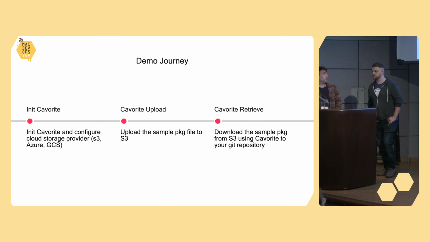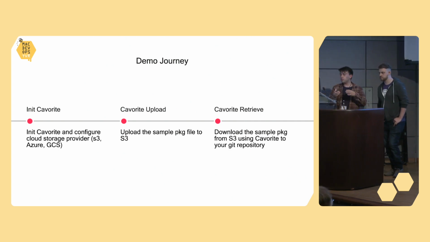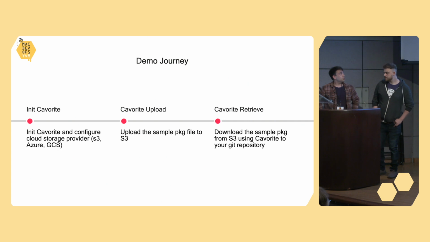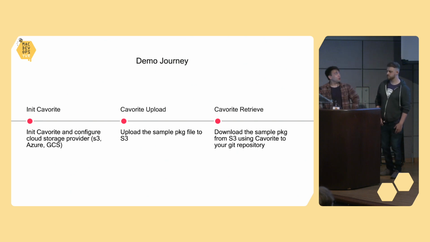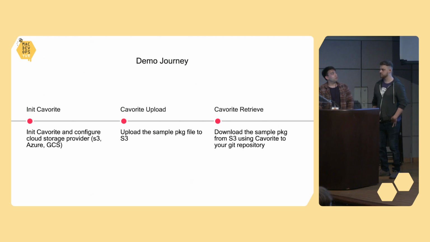So we're going to init Cavorite, which essentially configures the tool for us and defines the storage backend we're going to use. As Brandon mentioned, we offer these three storage backends at the moment: S3, Azure, and Google. Probably never going to do Oracle, so sorry. Then we're going to do an upload. We're going to upload a sample package. Shout out to the nudge talk from earlier, because we're actually going to use the same package in our demo. And then we're going to retrieve it and download that from S3.